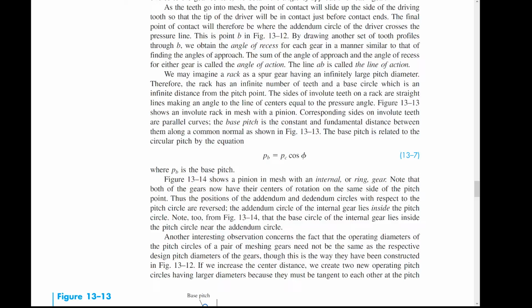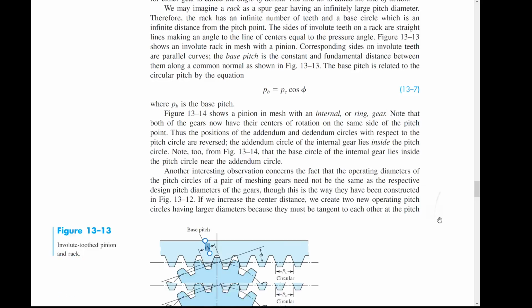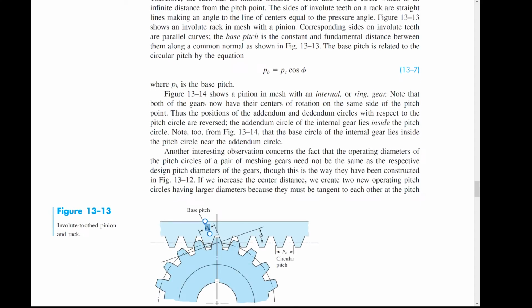Figure 13.14 shows a pinion in mesh with an internal or ring gear. Note that both of the gears now have their centers of rotation on the same side of the pitch point. Thus, the positions of the addendum and dedendum circles with respect to the pitch circle are reversed. The addendum circle in the internal gear lies inside the pitch circle. Note, too, from figure 13.14 that the base circle of the internal gear lies inside the pitch circle near the addendum circle. Another interesting observation, interesting is a relative term, keep that in mind.